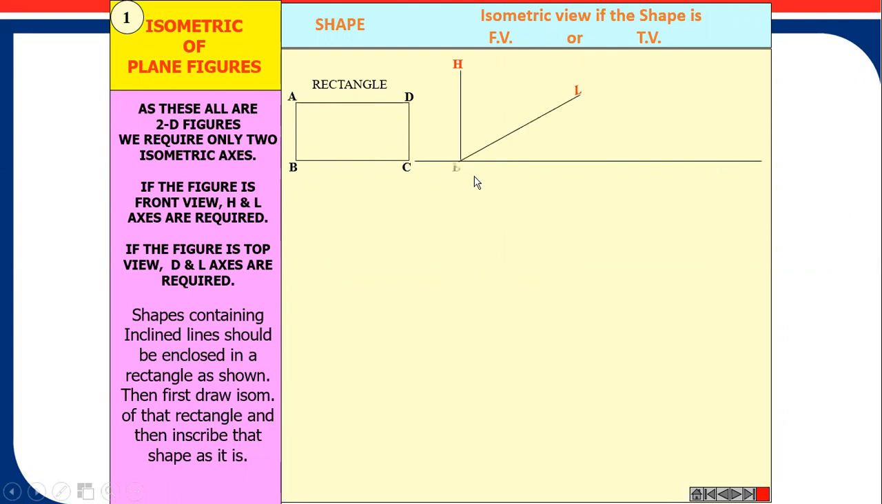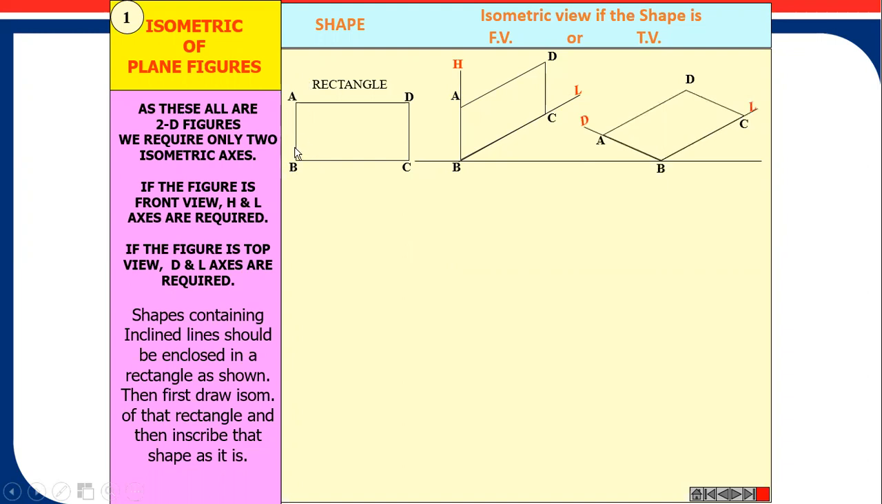Height is this AB. So mark AB here, directly measure, and then we know that this is between B and C. Use a compass or a scale, mark here B to C, and draw one vertical line B to C, which is parallel to this axis, the A to B axis or vertical axis, and join the AD point. So this is the front view of the rectangle.